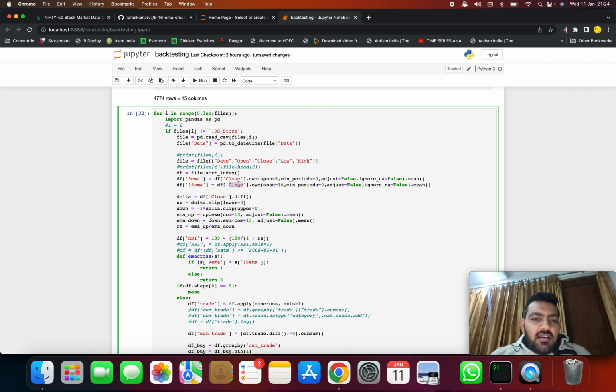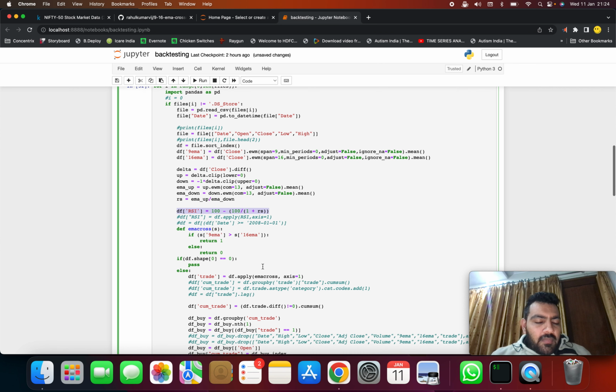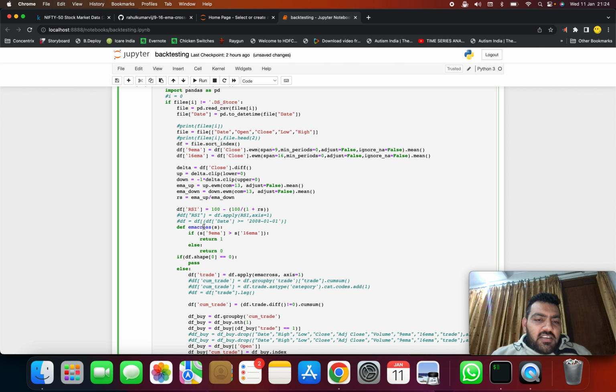Now I'm taking the difference of these close values so that I can check whether the trend is going upwards or downwards. I have calculated RSI here, in case you want to use it for some other analysis, but for this one we'll not be using it. And I have defined a function, EMA cross, which should return 1 every time there is a crossover.